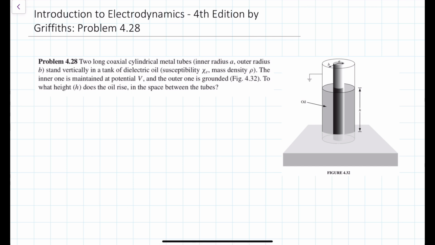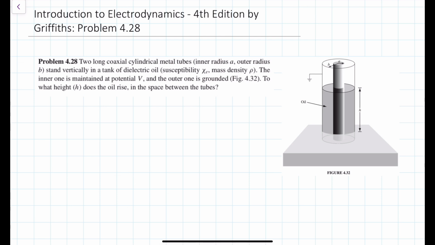The problem states: two long coaxial cylindrical metal tubes, one of inner radius A and the other of outer radius B, stand vertically in a tank of dielectric oil, which has a susceptibility chi E and mass density rho. The inner one is maintained at potential V and the outer one is grounded. So to what height h does the oil rise in the space between the tubes? To find h, we would need to first find how the capacitance depends on it.